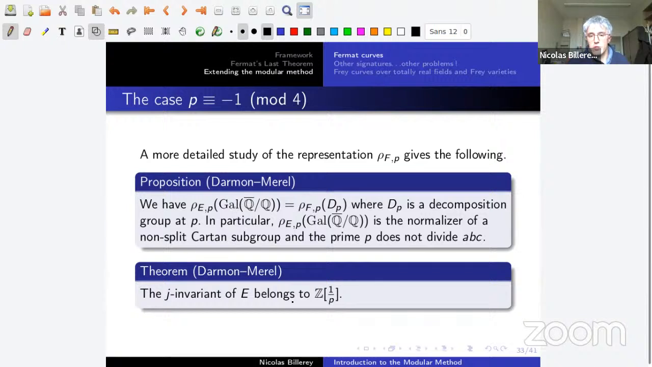They prove that the j-invariant of E belongs to Z[1/p]. And again, it's in contradiction with the fact that (a, b, c) is a non-trivial solution, because we should have a prime of bad multiplicative reduction.